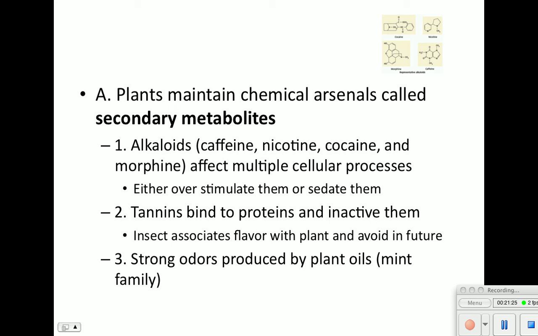Okay. Another type of secondary metabolites, tannins, will bind to proteins and inactivate them. So once an insect gets a hold of some tannins, they will associate that flavor, because it doesn't taste that great either, and avoid that type of plant in the future. And then we also have strong odors by plant oils, like the mint family, like the spearmints and peppermints.